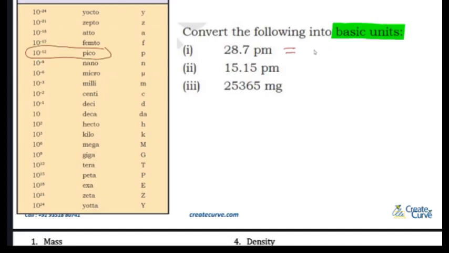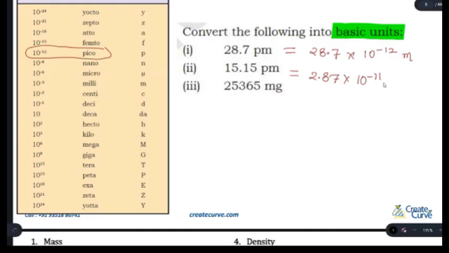All right. So I can write this value as 28.7 times 10 to the power minus 12 meters. Here's another thing I'd like to add. Usually when we write a value, we write it in something known as scientific notation, which simply states that there is one non-zero digit which comes before a decimal place. So the value should have been written as 2.87 times 10 to the power minus 11 meters.